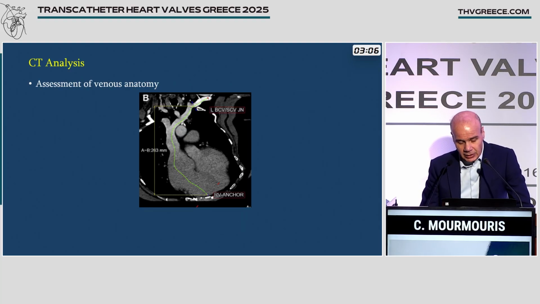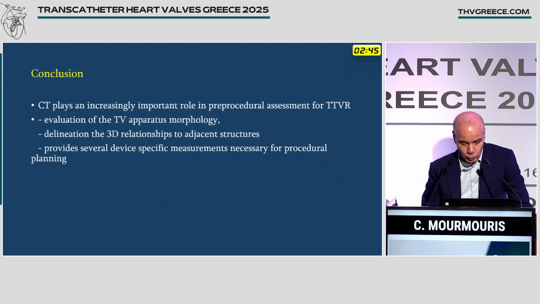And finally, CT can provide information regarding the access route, and I'm talking about the venous anatomy, the size of the venous structures, and also to exclude the presence of thrombus.